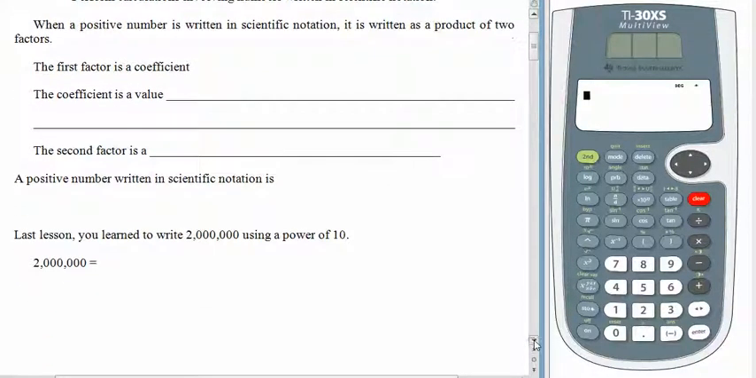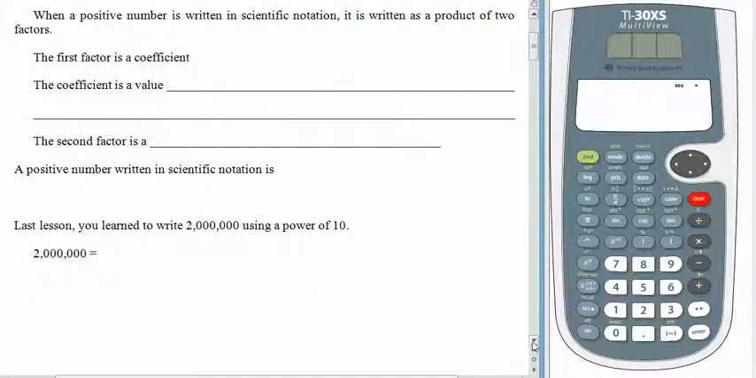All right, we're going to start off dealing with positive numbers. Once we learn how to write positive numbers in scientific notation, writing negative numbers in scientific notation is no big deal at all. So here we go. If a positive number is written in scientific notation, it's the product of two factors, and that means that things are being multiplied. The first factor is called a coefficient.